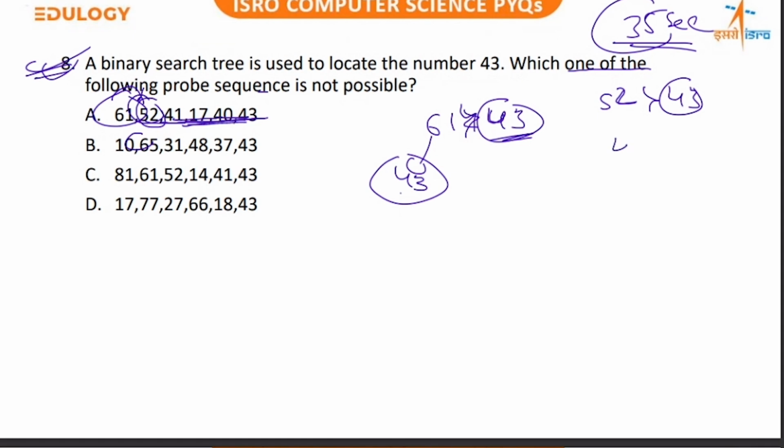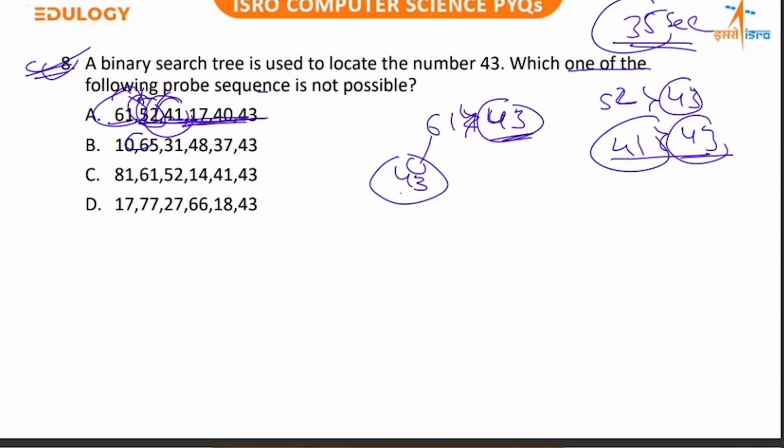Now again we have to compare 41 and 43. 43 is bigger but 41 is smaller, so it will come in the right subtree. So all the elements after that are compared with 52 and 41, which we already have compared with. Okay, so now we are going to the right side.